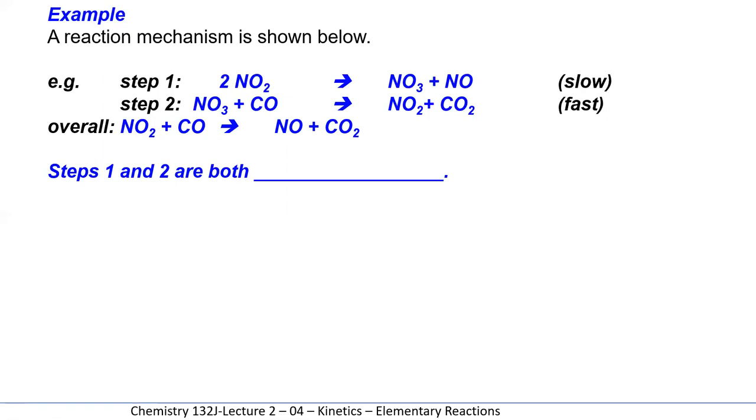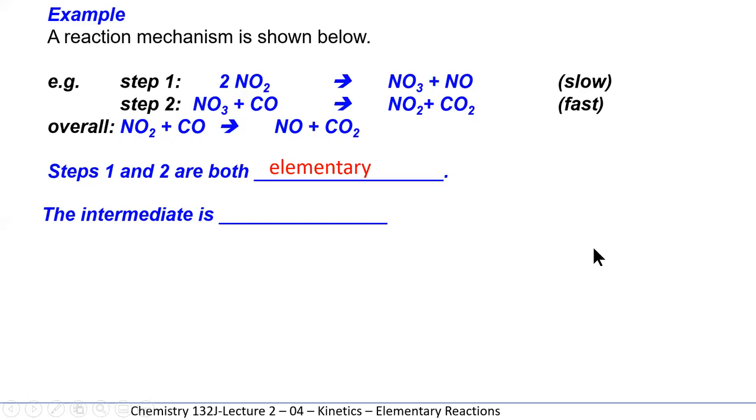So steps one and two are both what we call elementary because they proceed as written. There's no intermediate here. We're going, two NO2 is going directly to NO3 and NO. And that's what we mean by an elementary step. Step two is an elementary step, but the overall equation is not an elementary step. It does not proceed directly from NO2 and CO to NO and CO2. It goes through those two steps.